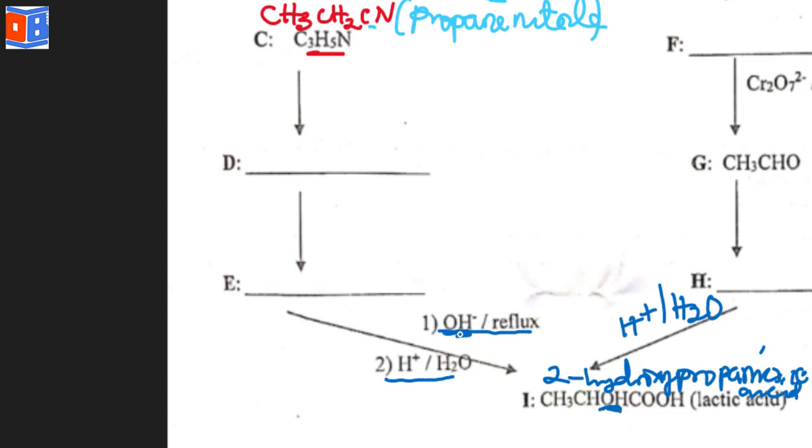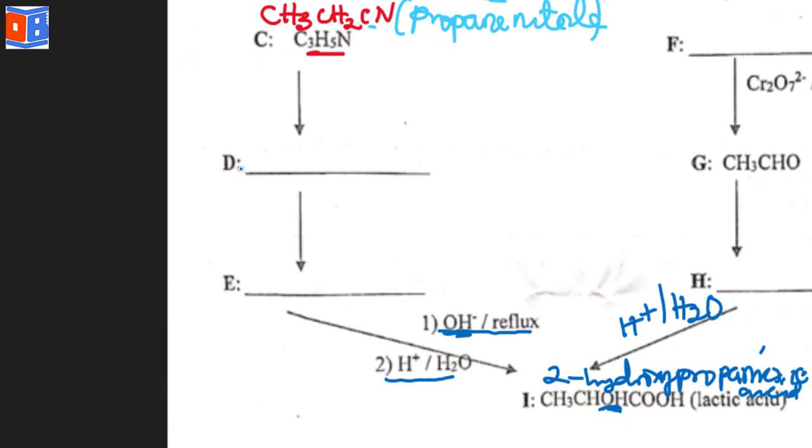Based on this reaction condition, OH minus under reflux, it means that compound E should have a halogen, which is going to be replaced by the OH group to give rise to 2-hydroxy propanoic acid. Now let's go back to compound D.